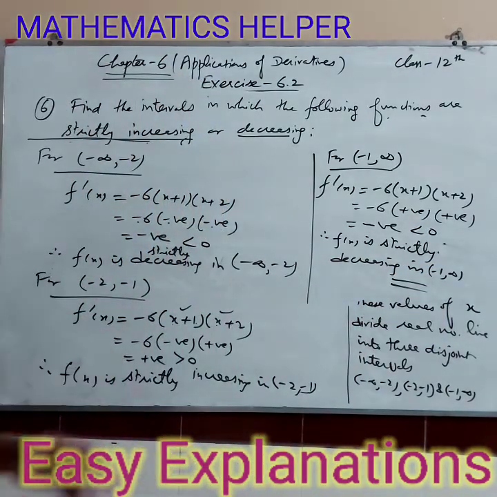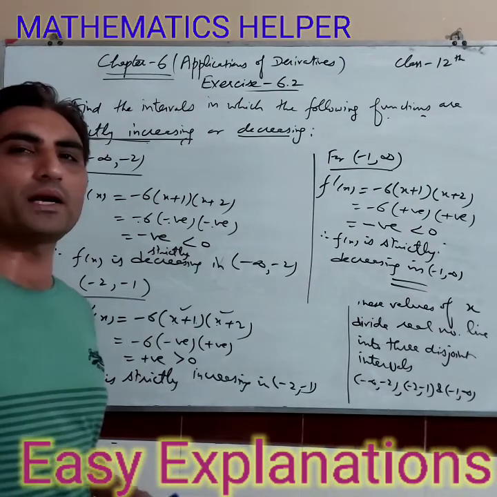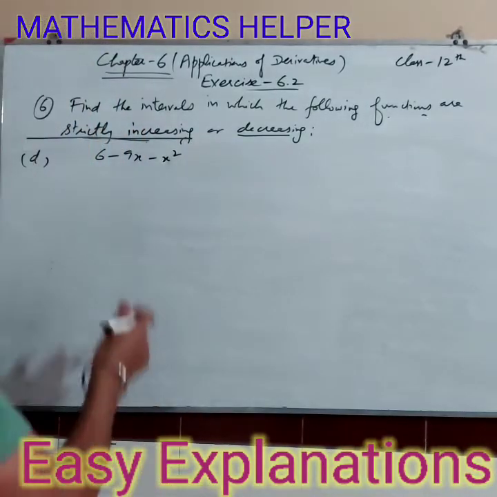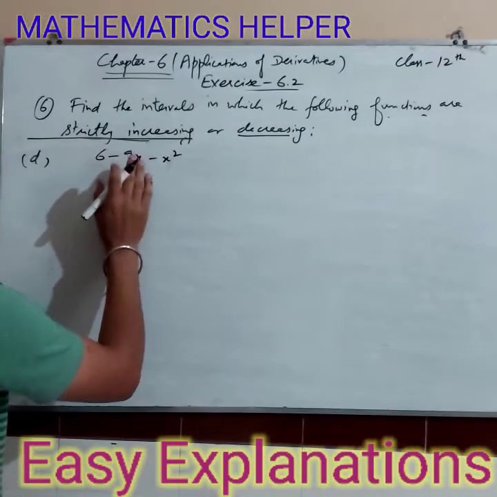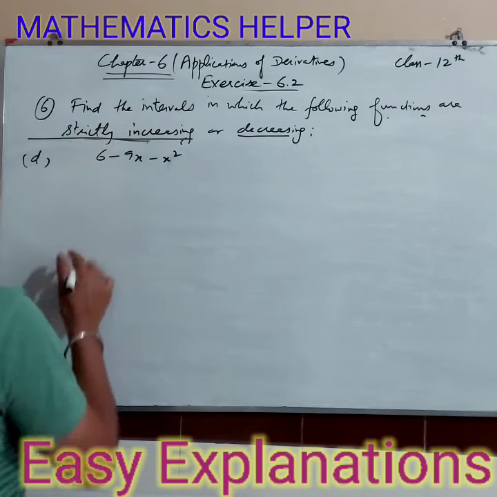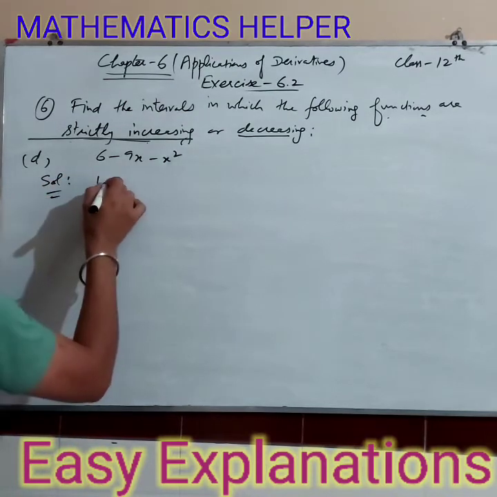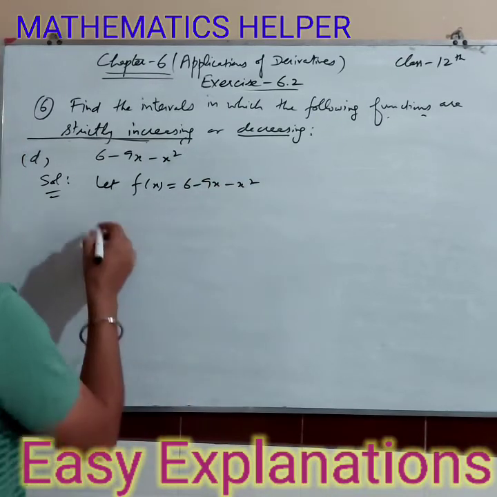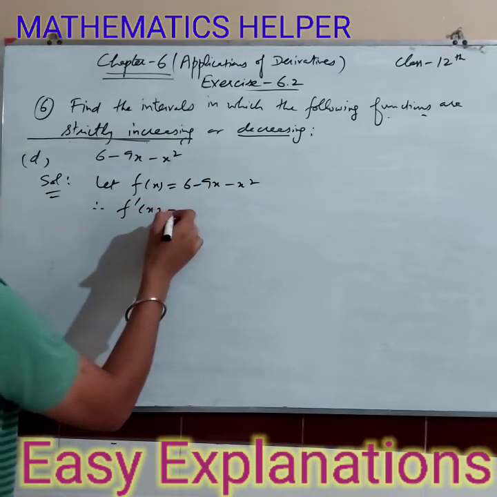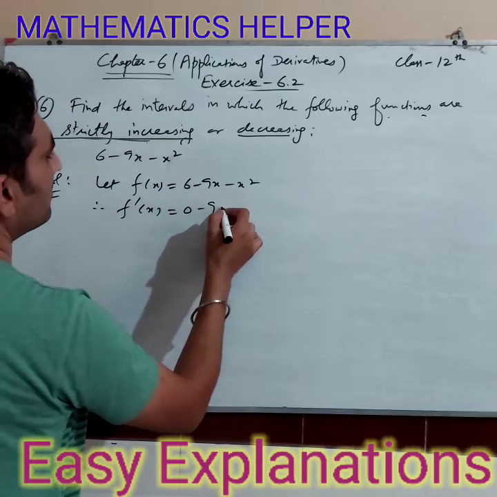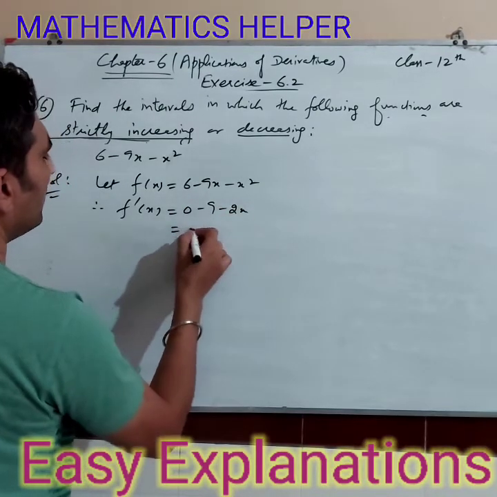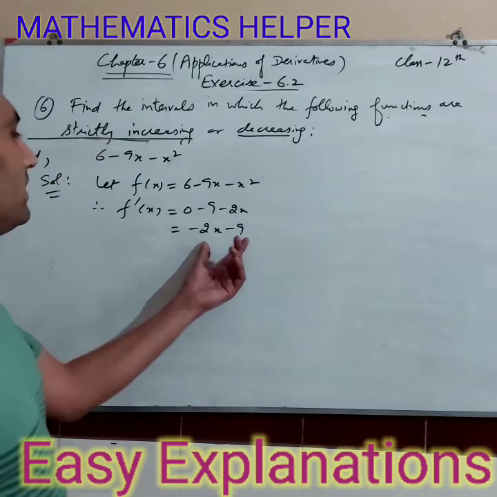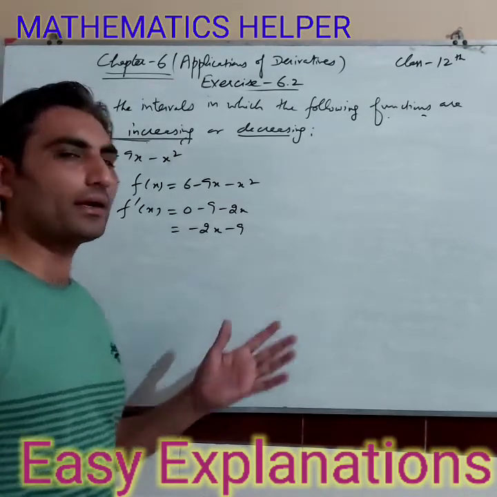So this was part number C. Next, the question is given in part number D, which is given like this: 6 minus 9x minus x square. Give it the name f(x), which is a function in x, which is 6 minus 9x minus x square. Then we will write its derivative, which will give 0 minus 9 minus 2x, or we can say it is minus 2x minus 9.